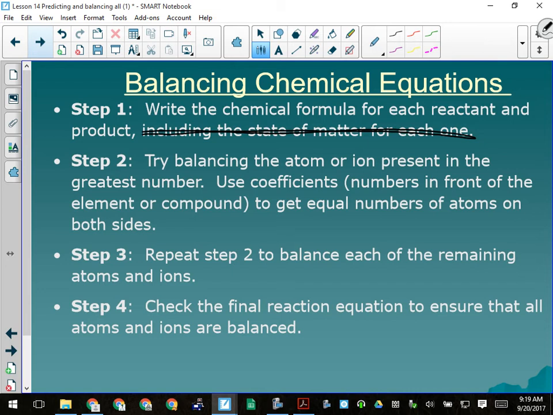Okay, step 2, try balancing the atom or ion present in the greatest number, except with what kind of reactions? Combustion, which we balance alphabetically. Okay, use coefficients, that's numbers in front, to get equal numbers of atoms on both sides. Repeat step 2 to balance each of the remaining atoms. And then lastly, check again. That's a step people often skip. Sometimes you think you've got it balanced, but the last number you wrote threw something off. So it's always good once you think you have it balanced to double check everything at the end just to make sure.